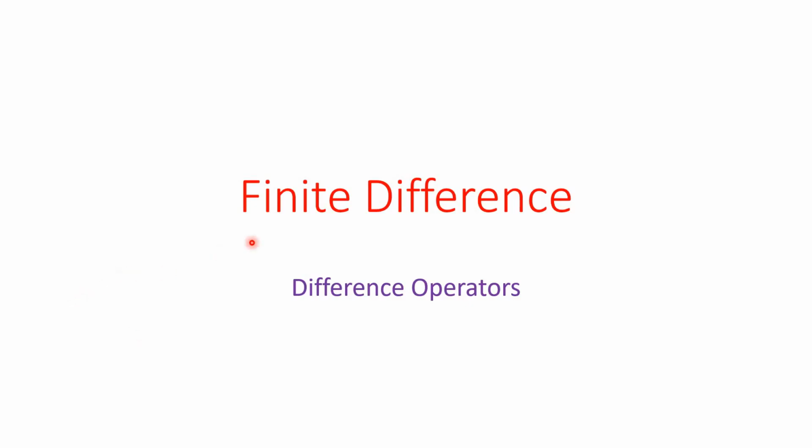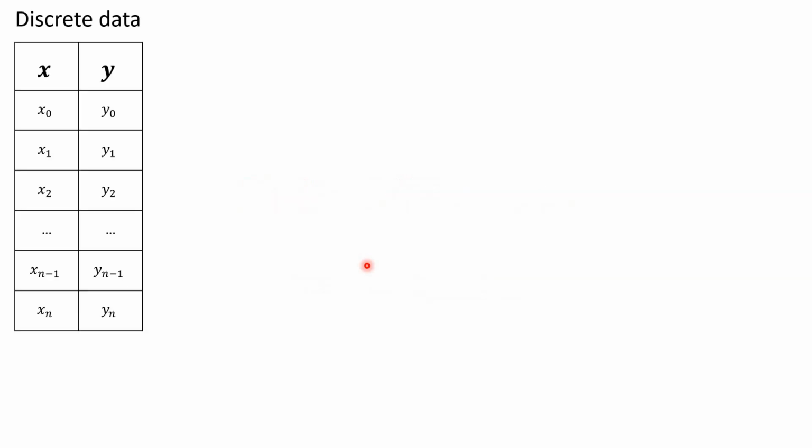Hello students, in this video we will see different kinds of difference operators and the relations between them. Suppose we have this discrete data. Here y depends on x. So x is the independent variable, y is the dependent variable. That means y is some function of x.